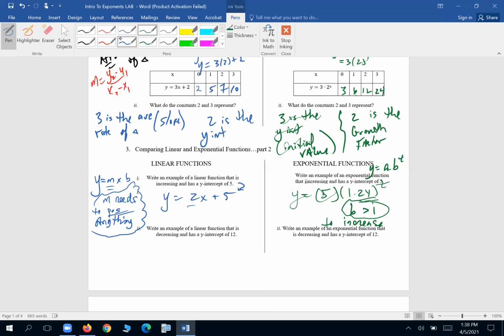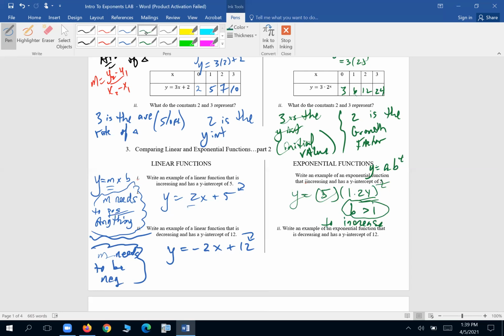Now, likewise, if we talk about the other version of that, if you wanted a linear function that was decreasing, then m needs to be negative. And again, you could do any negative you wanted. I'm assuming you're okay with me just putting negative 2x plus, notice again, the y-intercept, 12. And then you can have a negative slope in there anywhere you need it.